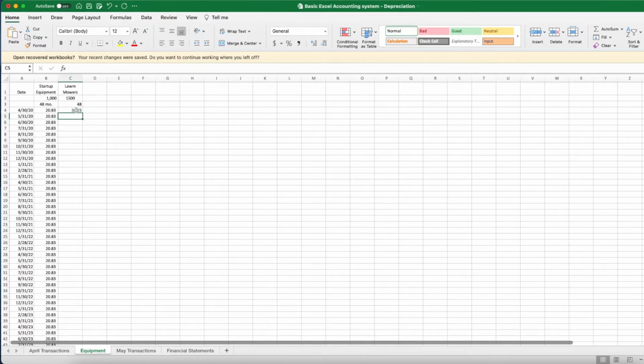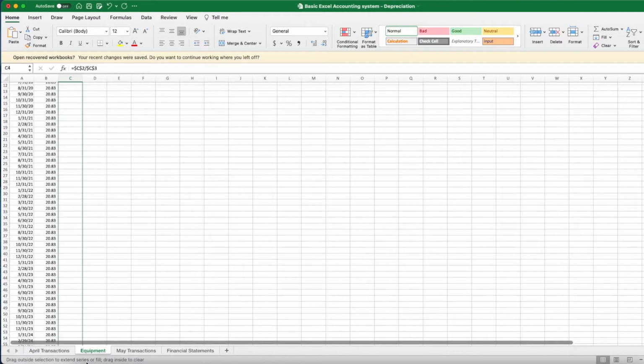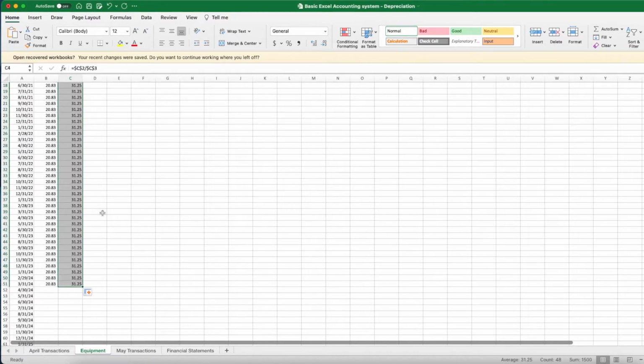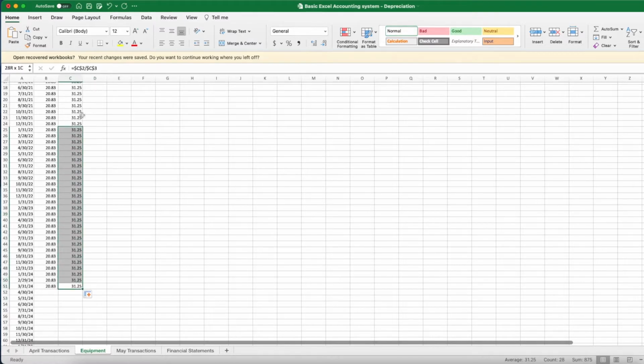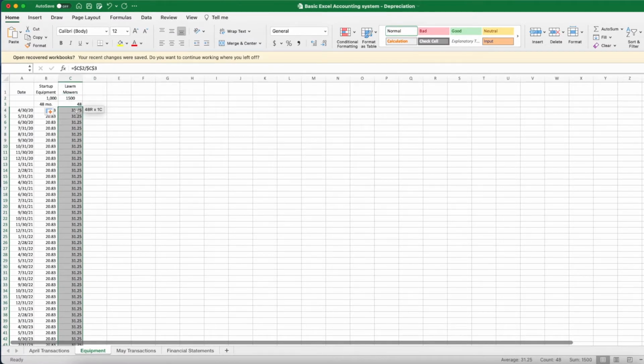I'm going to do the exact same thing from a formula standpoint here, but I'm actually going to fix both of my formulas. And again, it's going to be over the same period of time, so I just need to drag this down here to 2024. And I should have looked real quick down here. My sum should be $1,500, which it is.